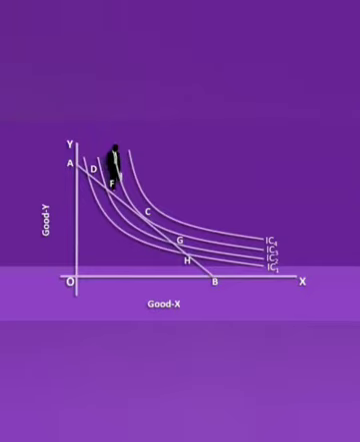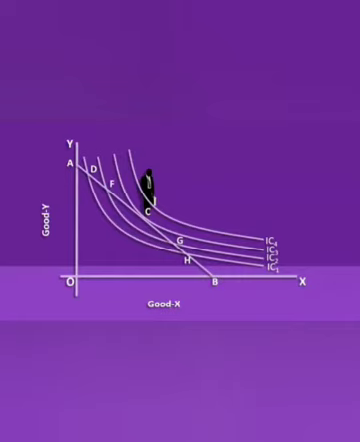He is on indifference curve 2 now. Again, he compares the marginal rate of substitution of X for Y with the price ratio. That is, MRS of X for Y is greater than the price ratio. He feels there is still scope to maximize his utility. He moves further down and reaches point C.